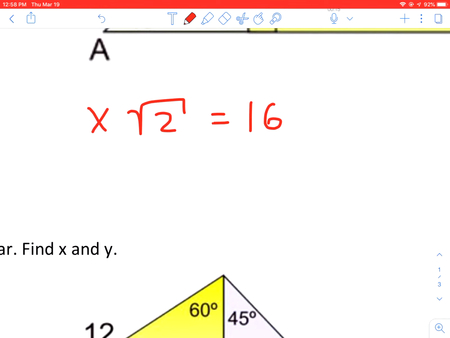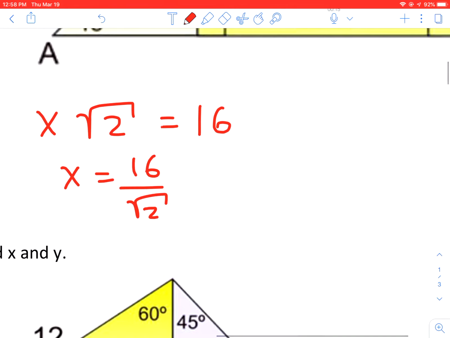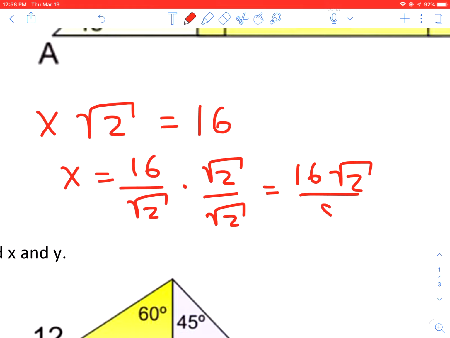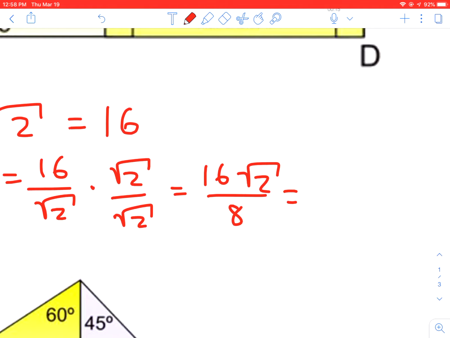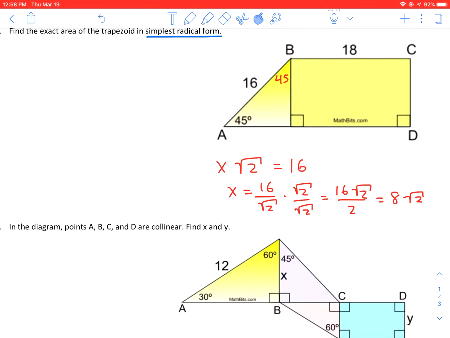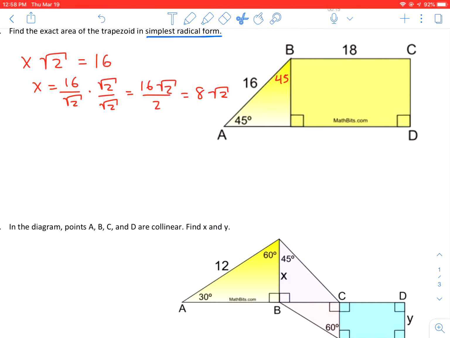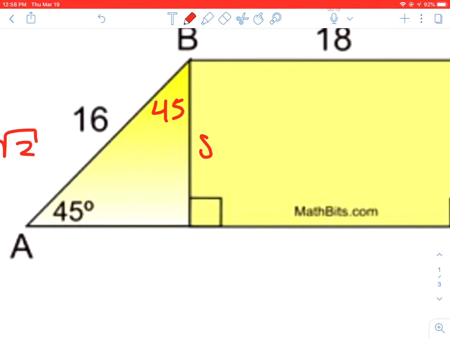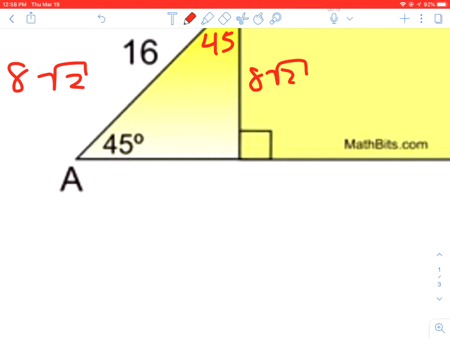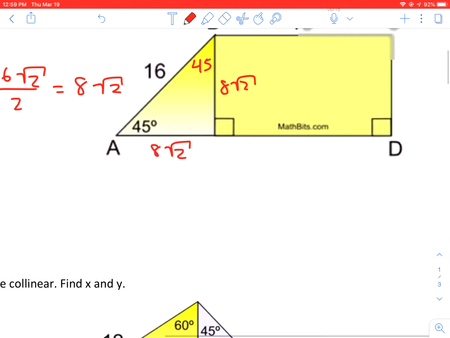So solving for this, x equals 16 divided by radical 2. If I rationalize, I'll multiply by radical 2 over radical 2. That is 16 rad 2 divided by 8. And so that length is going to be 2 rad 2, where did I get that from? 16 divided by 8. That is going to equal 8 radical 2. So these legs here are both 8 rad 2.